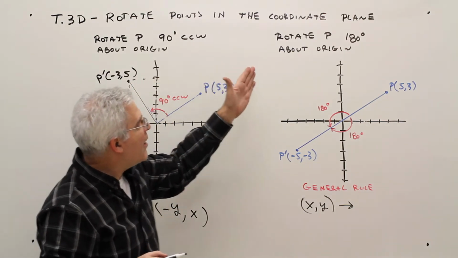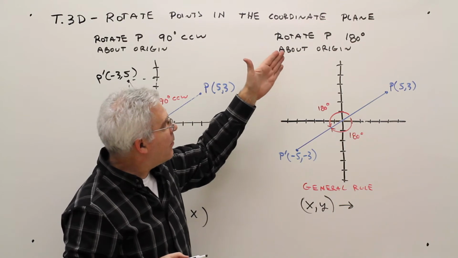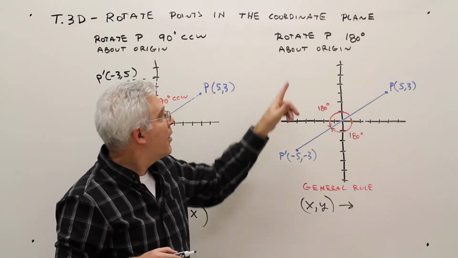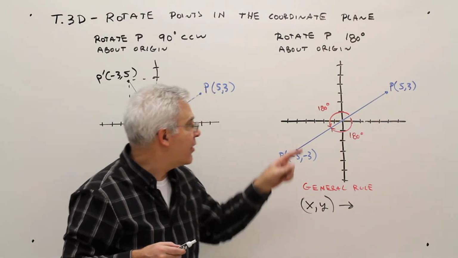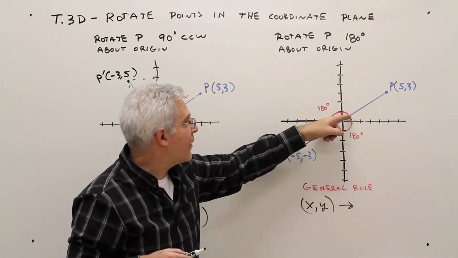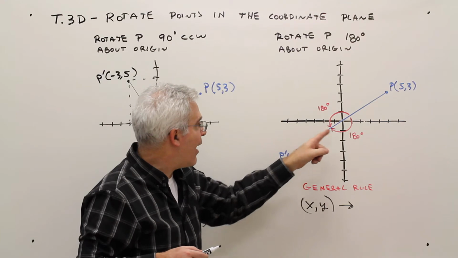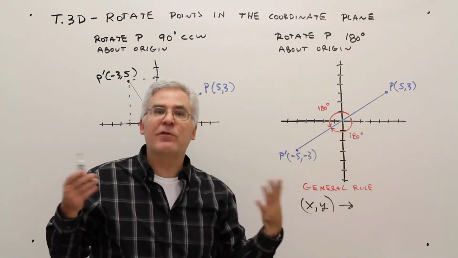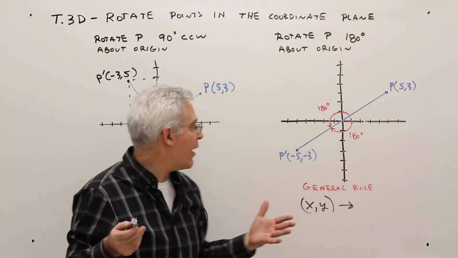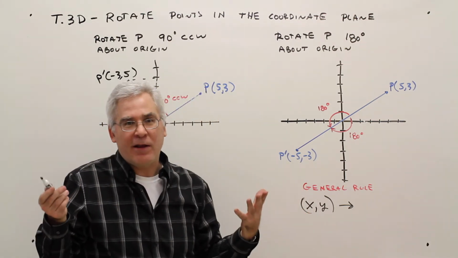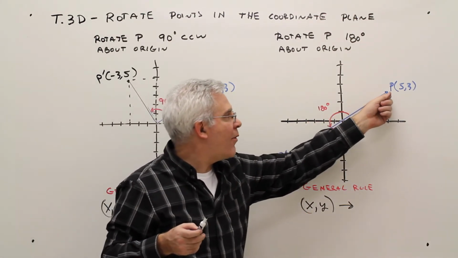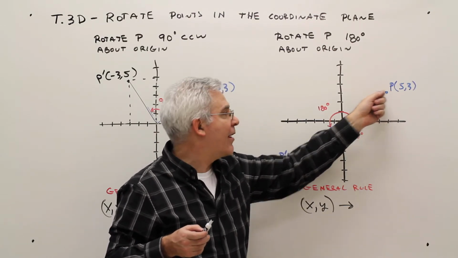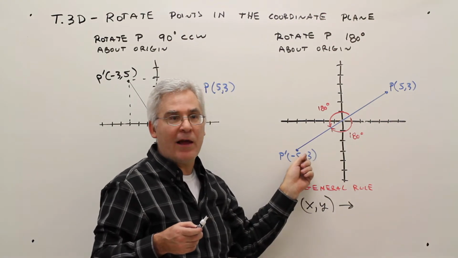Okay, next, rotate point P 180 degrees about the origin. Notice I do not give direction because going counterclockwise and clockwise are both the same. And this one I can definitely remember. If I'm just going about the origin 180 degrees, I'm basically going to the origin and beyond.